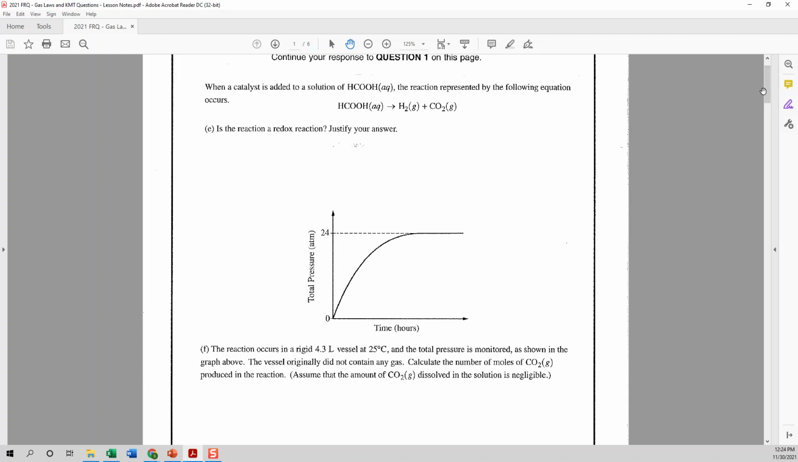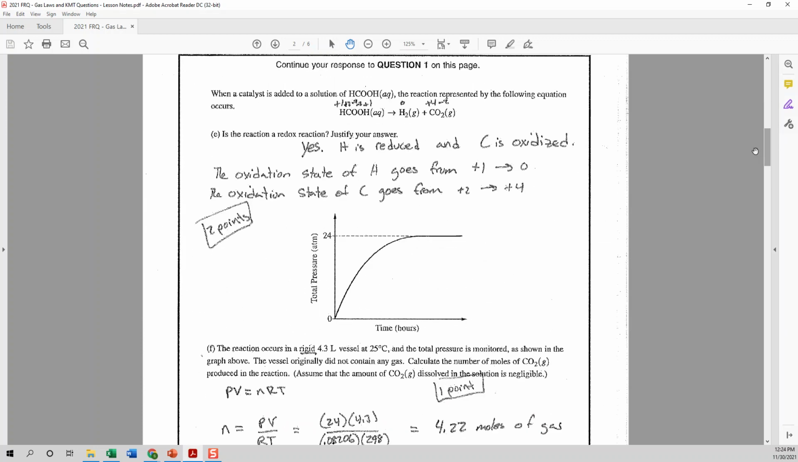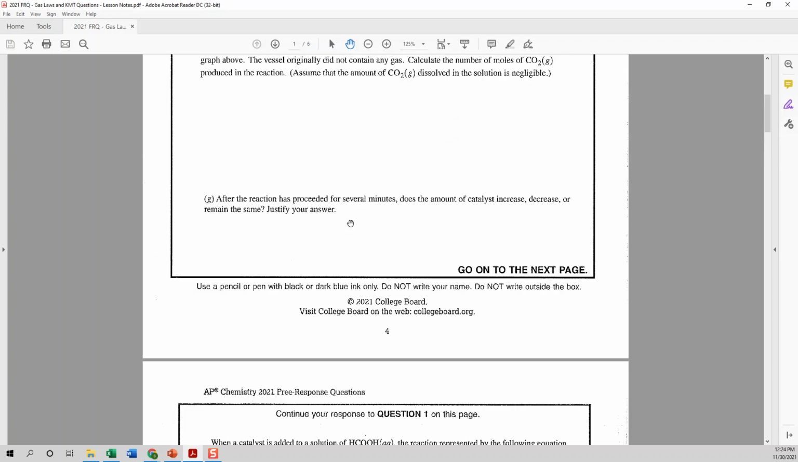All right, so let's see if we got the answer right. Okay, so yeah, it is. Is it a redox reaction? Yes. H is reduced and carbon is oxidized. The oxidation state from hydrogen goes from +1 to 0, and the oxidation state from carbon goes from +2 to +4. So that's an easy 2-pointer right there. So that's nice, and that's just from last unit, so hopefully that's still fresh in your head. But let's go to the gas law question.